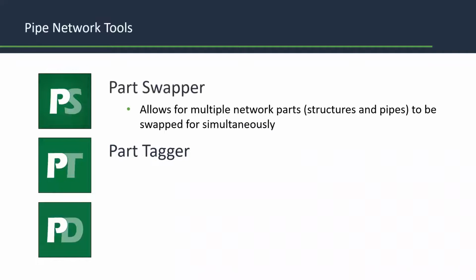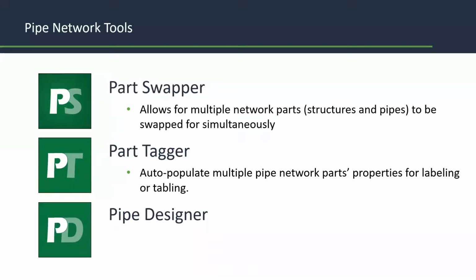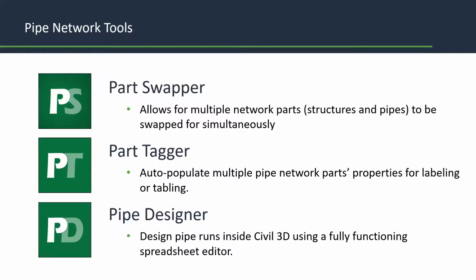And then we've got our pipe network tools: swapper, tagger, and designer. Part swapper lets you do that out of the box swap, but in bulk. So if all of your crossing pipes underneath your roadway were designed at 12 inches and your model says those need to all be 15-inch pipes, you go through, grab them all. Part swapper does it all in one tool, in one command. Part tagger does the same thing, except this updates your part properties for labeling and tabling.